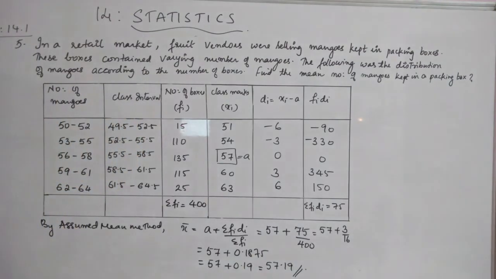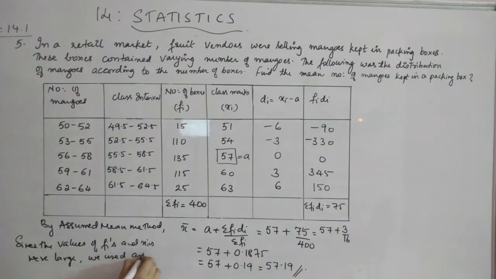57.19. So which method have you used? You can write that you have used the assumed mean method, because the values of Fi's and Xi's were big. Since the values of Fi's and Xi's were large, we used the assumed mean method. So whatever method you are using, you just write the conclusion for that.